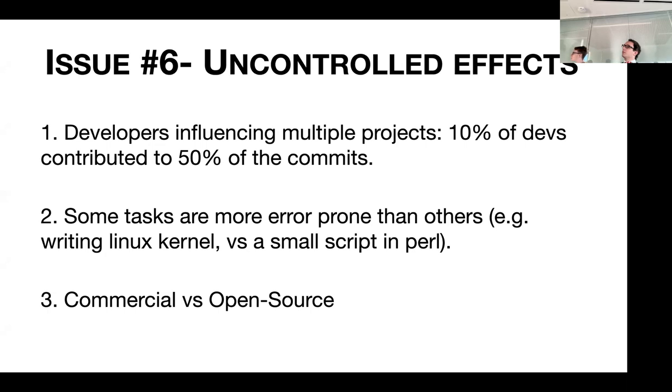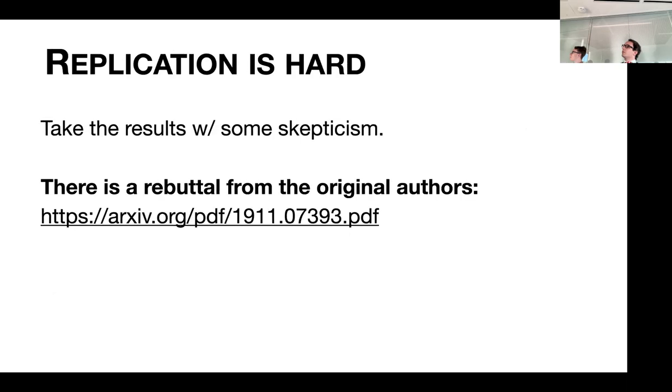And for instance, if you're writing Linux kernel in C, you probably will encounter or make more mistakes than writing a small script in something like Perl or a scripting language. And this is also something Eli was talking about earlier. They don't control for commercial or open source software, which we talked about earlier. And this is all I have. So this paper just says that everything in the other paper is wrong. So I would take some of these results with skepticism.